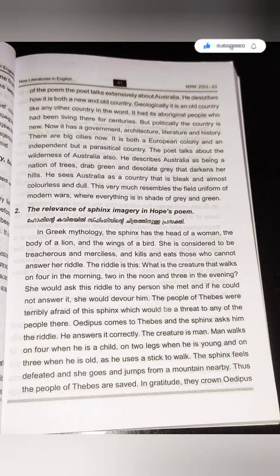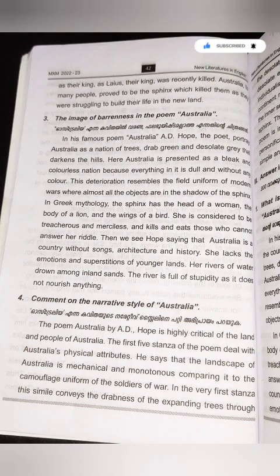Oedipus comes to Thebes and the Sphinx asks him the riddle. He answers it correctly. The creature is man. Man walks on four when he is a child, on two legs when he is young, and on three when he is old, as he uses a stick to walk. The Sphinx feels defeated and she jumps from a mountain nearby. Thus, the people of Thebes are saved. In gratitude, they crown Oedipus as their king, as Laius, their king, was recently killed. Australia, to many people, proved to be the Sphinx, which tested them as they were struggling to build their life in the new land.